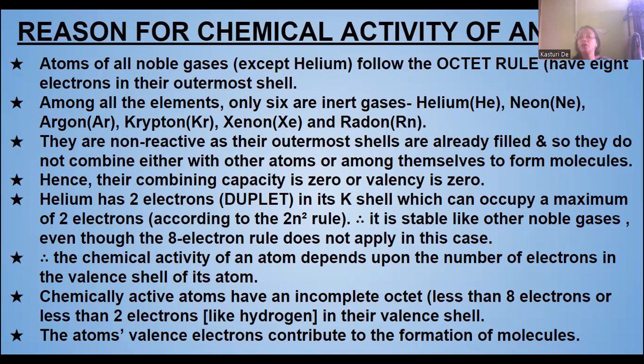Here, the atom's valence electrons. Any atom's valence electrons, that is the electrons in the outermost shell of an atom, contribute to the formation of molecules. If it has 1 electron in its outermost shell, it will give away that 1 electron to another atom and form an octet, and form a molecule of a compound, combining with the other atom. Then again, if it has 7 electrons, it will take 1 electron to form the octet. Like that, it will form a molecule.